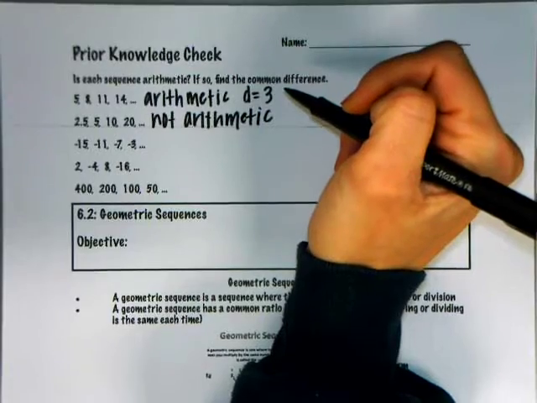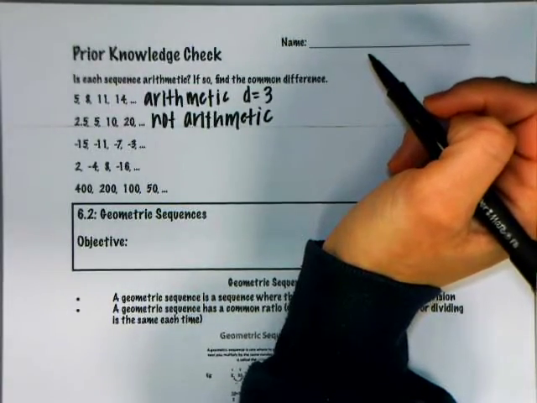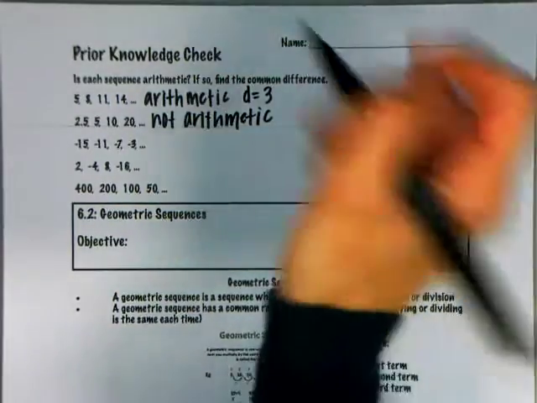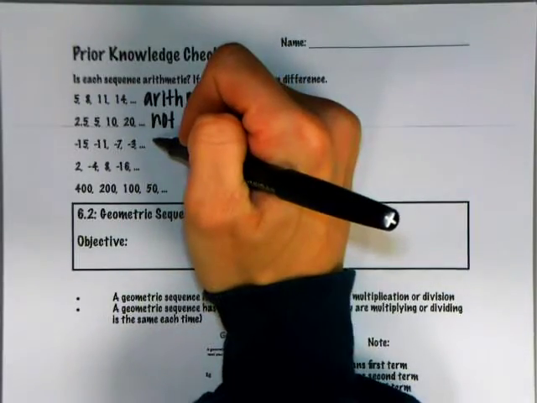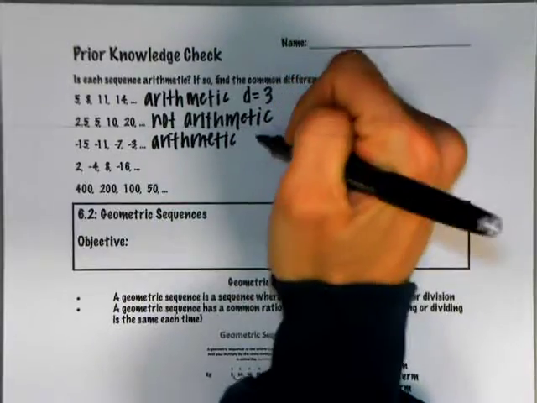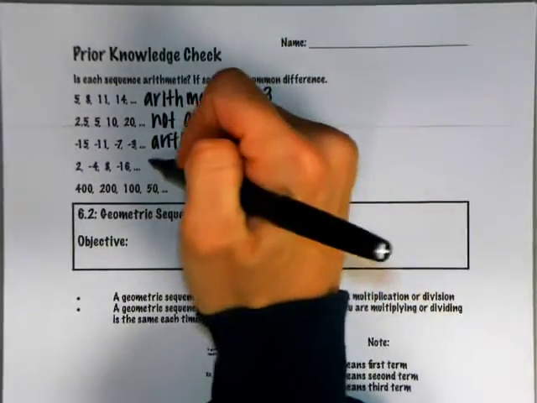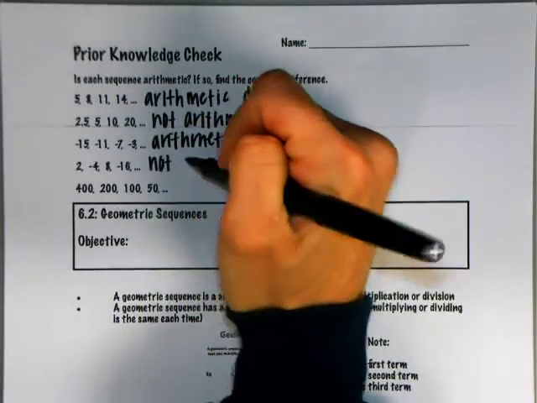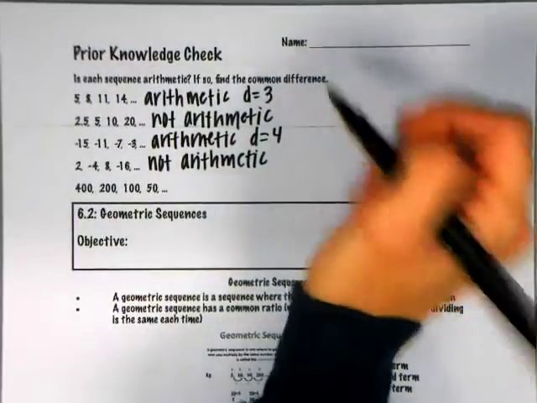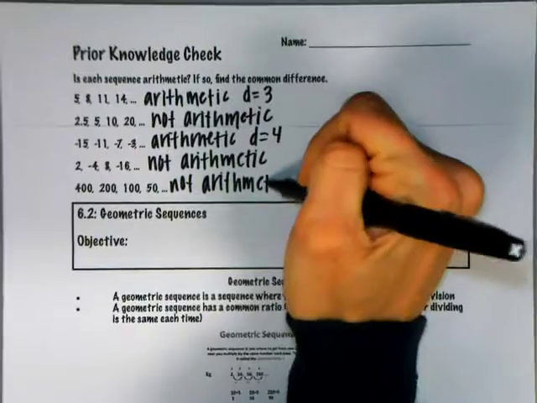What about the next one? Wait, no, isn't number 2 arithmetic? It's times. But you can't do multiplication for arithmetic. Oh. Yeah. What about the third one? Third one, yes. And what's D equal? 4, yeah. All right, next one. No. And last one. Okay.